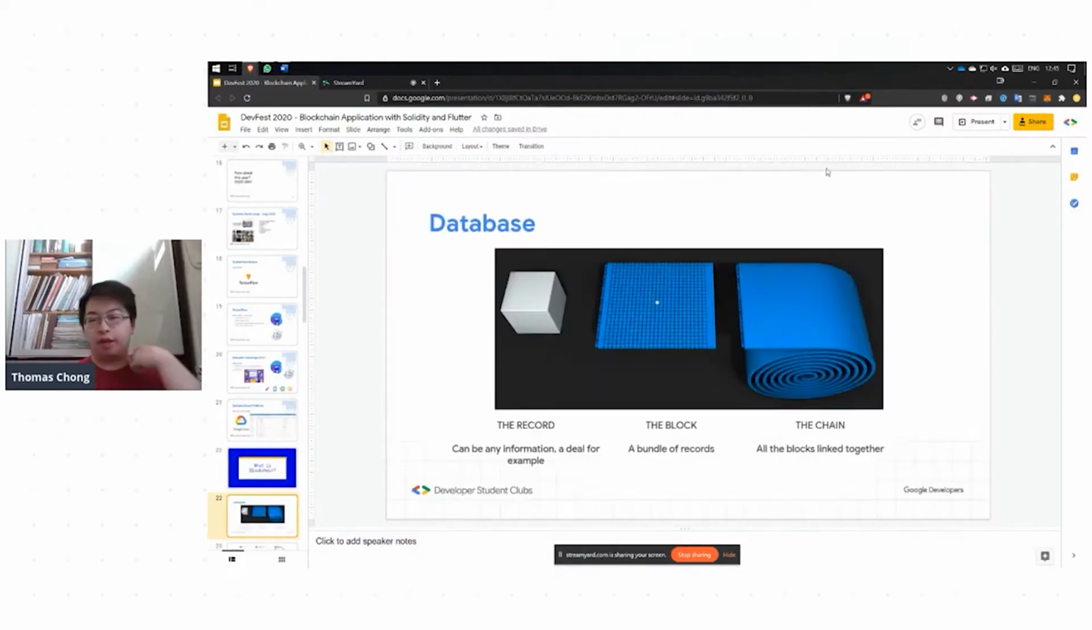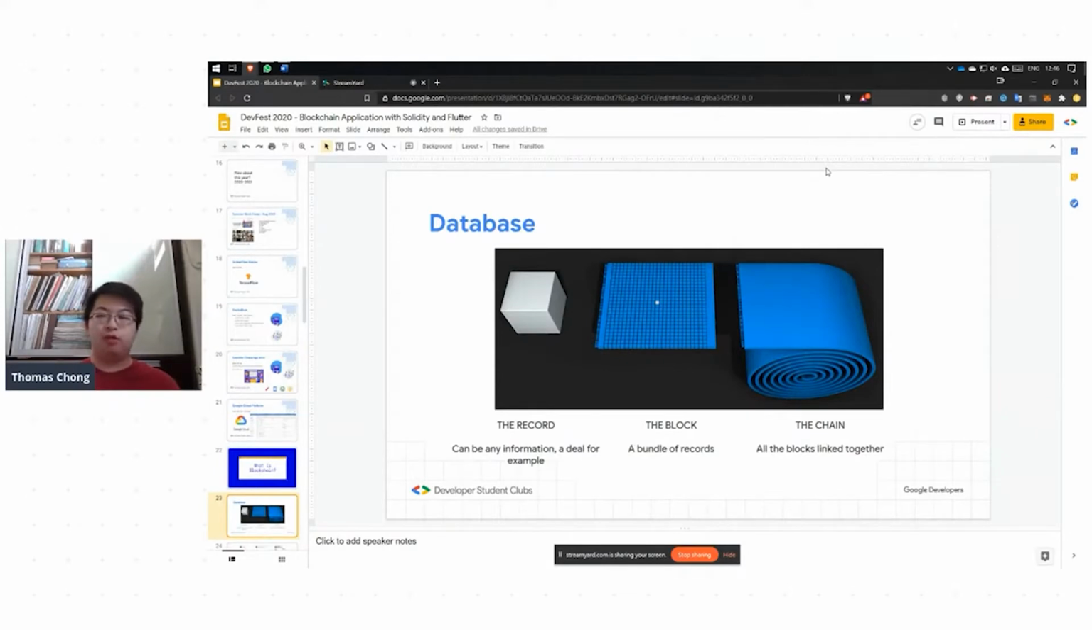So actually, we can talk about what is blockchain. For blockchain, you can just say it is a chain with lots of blocks. You can see in this picture, you can imagine that there is a long chain here, and on the long chain, we have bundles of records, and those records we can call a block. And for each record, you can store any information.